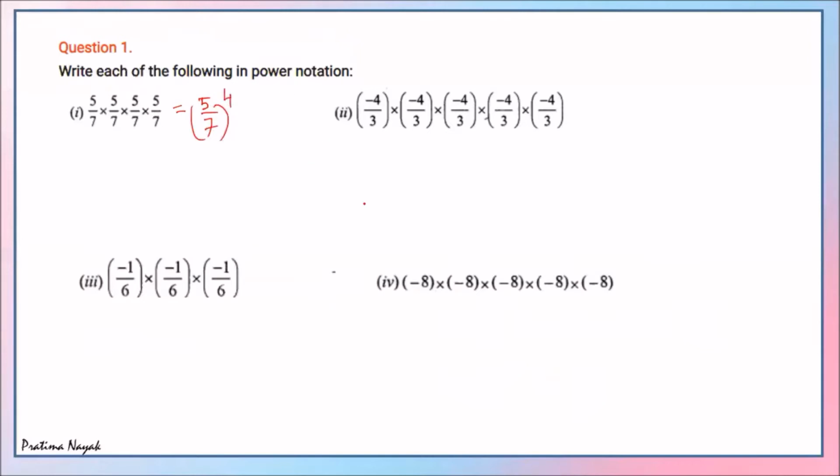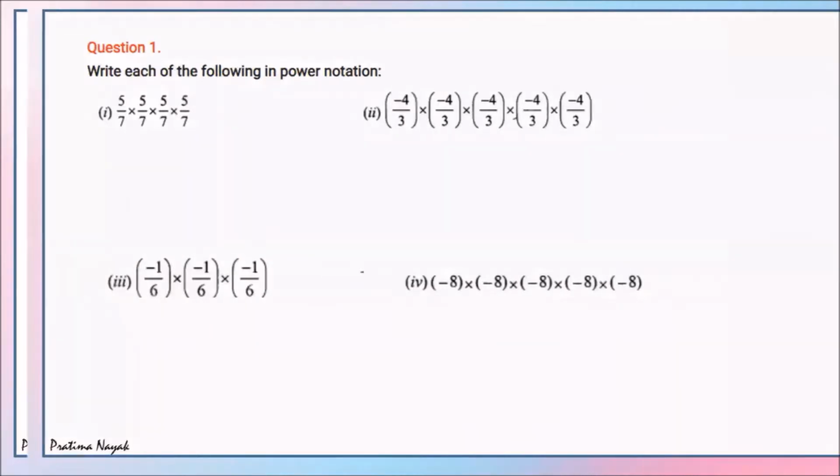Now coming to the second part. The same -4 by 3, -4 by 3, -4 by 3. How many times? 5 times. So write down (-4 by 3) to the power 5. This is using power notation. Here it will be (-1 by 6) to the power 3. And what will be part 4? How many times is -8 there? 5 times. So (-8) to the power 5. So this finishes question number 1.